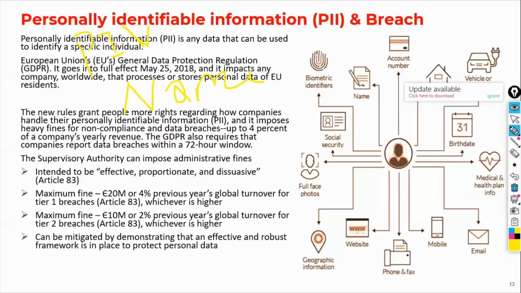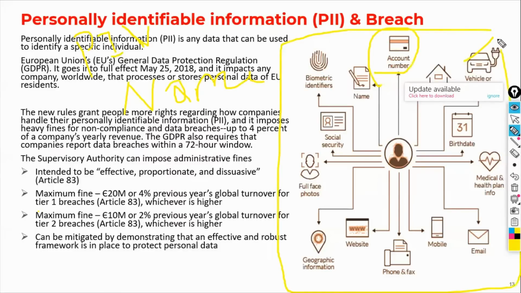Now, when your name is combined with your date of birth, this is your PII, personally identifiable information. Or your name combined with the location where you are living, your birthday, your social security number, your websites, your mobile number, email, your medical history data, and your biometric identifiers. These are called personally identifiable information. Also your vehicle number, your account number, and your credit card information. These would be called PII.